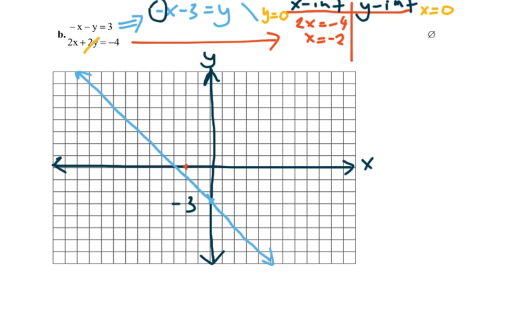All right, so let's do the same thing for x equal to 0. Let's just erase that. If x equals 0, 2x is equal to 0. So then we'd have 2y equal to minus 4.